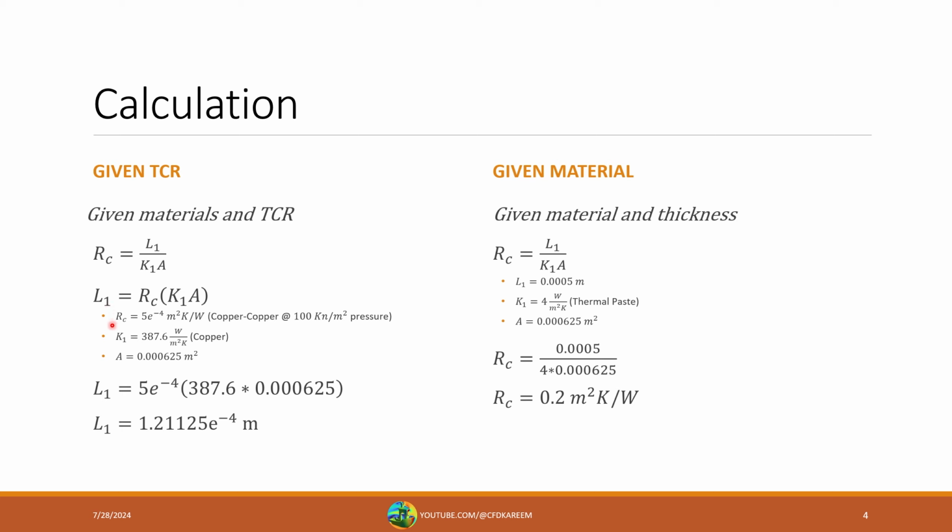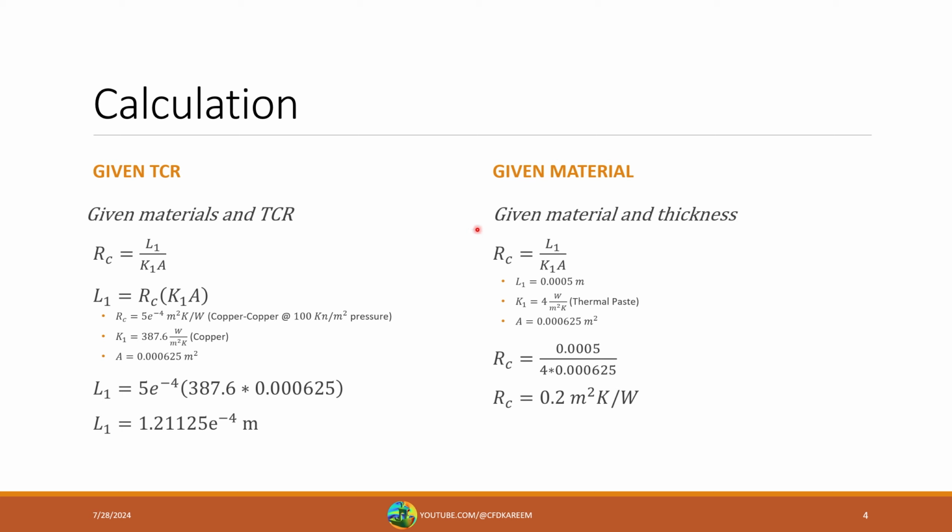And in this case, we'll take RC as 5e-4 meters squared Kelvin per watt, which in the reference material is the thermal contact resistance between copper and copper at a contact pressure of about 100 kilonewtons per meter squared. We can then use the copper material and the thermal conductivity of copper, which is roughly 387.6 watts per meter Kelvin, as well as the area in contact. Plugging into our equation, we'll come up with an equivalent length value of about 1.211e-4 meters.